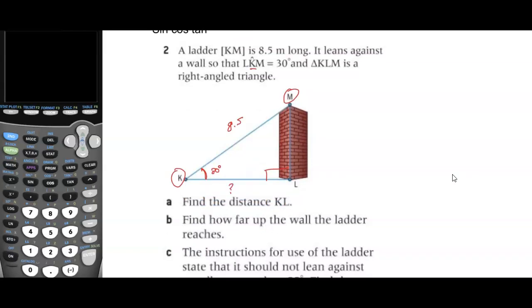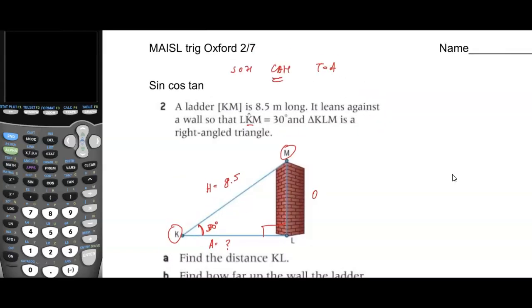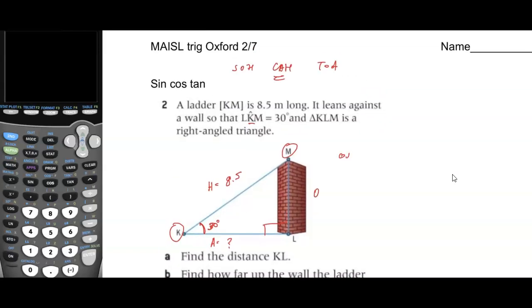So this would be the hypotenuse, of course, and this would be the adjacent, and this would be the opposite. ML would be the opposite. So let's find the adjacent. The relationship we have here between adjacent and hypotenuse, of course, is cosine. So we'll put cosine of 30 degrees is equal to the adjacent divided by the hypotenuse, 8.5.